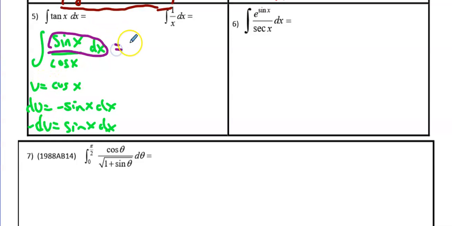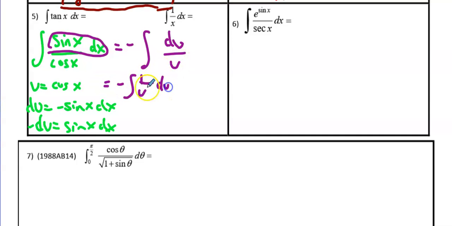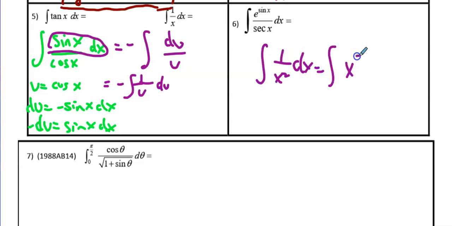So when I look at the problem, it's going to be negative the integral of, well, my top is du, and my bottom is going to be u. Now, this is the first time we've talked about how to integrate this. It can be rewritten as 1 over u du. Whenever we have 1 over some variable to the first power, just really quickly, if I asked you to integrate 1 over x squared dx, you would rewrite this as x to the negative 2 dx, and then you would add 1 to the power, right?